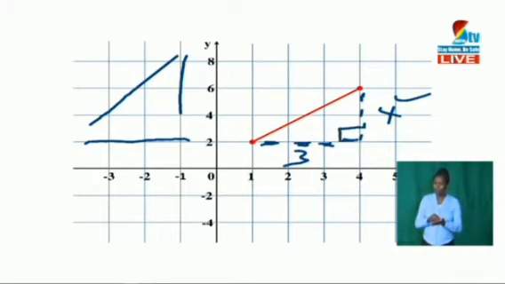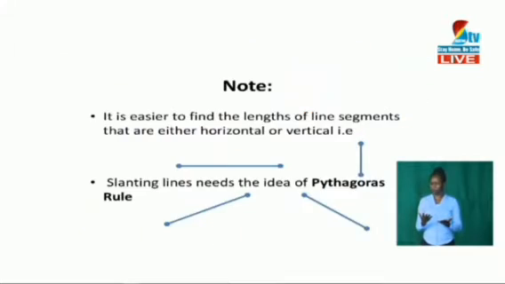Now notice what we have: a right angled triangle, because we have a vertical line and a horizontal line, and they meet at this point. We say the two lines are perpendicular, since they meet at a right angle. Hence we can now find this slanting line using the idea of what? What comes to your mind when you see a right angled triangle? What should come to your mind is the Pythagoras rule.